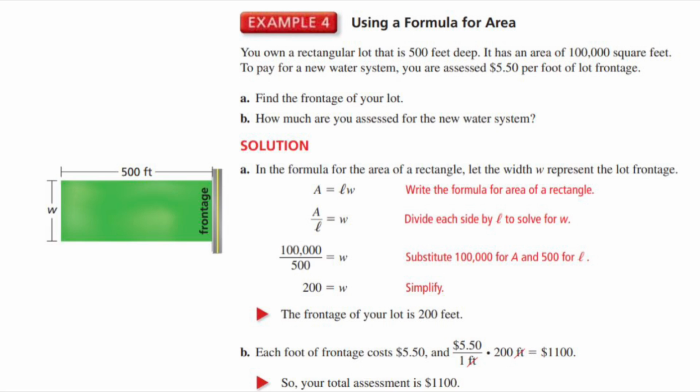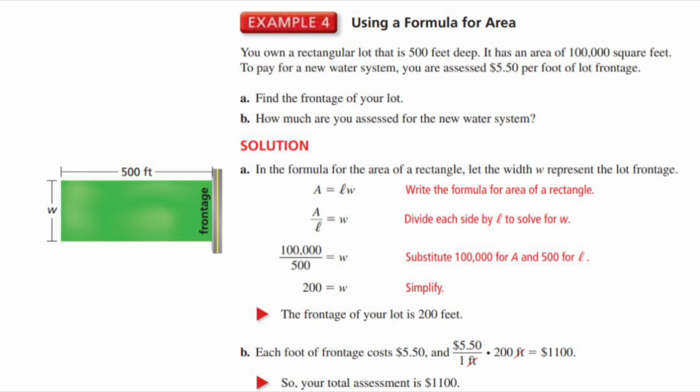So A equals L W is the formula, and you have to rewrite the formula to isolate W. So W will equal A over L. Then, since it's a real-life example, you would replace the area with the actual digit of 100,000 and L with 500 and divide it. So the W, or the lot frontage, will be 200.